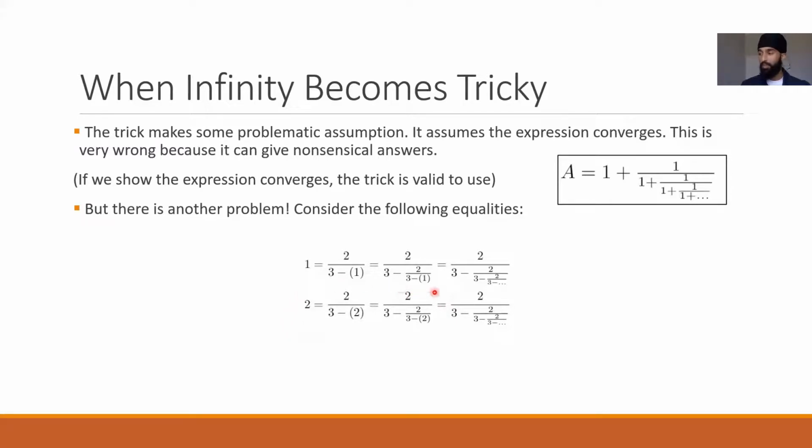But at every single point, so this point, 2 divided by 2 is 1. This is going to be 1 then from the previous fact. And this is going to be 2 divided by 3 minus 1, which is 2. So 2 divided by 2 is 1. The same thing is true over here. So there's something wrong here. It seems that this converges to two different values, which doesn't make any sense. So clearly, infinity isn't something to casually meddle with.